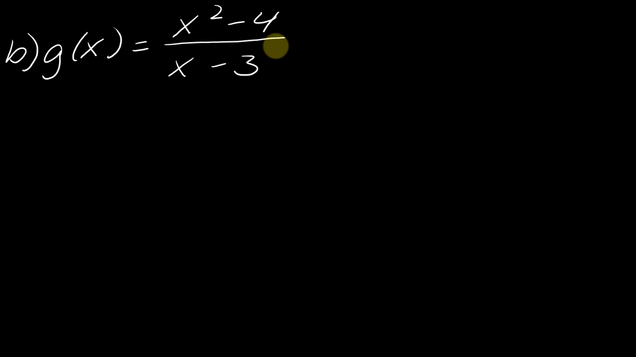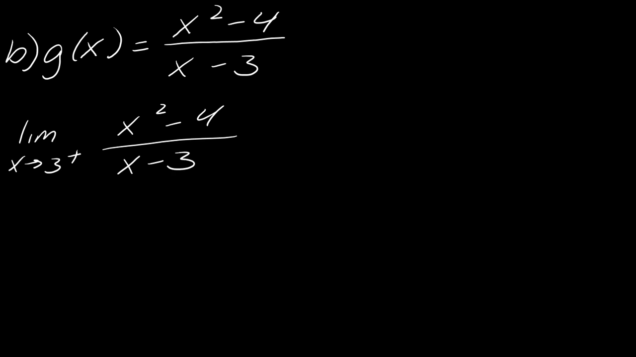So where does this expression not exist? At x equals 3. So where I might want to start is to take the limit as x approaches 3. Now we'll just do it on the right this time, of x squared minus 4 over x minus 3. You can see just by looking at this that if I plug in 3, I'll get 5 over 0.